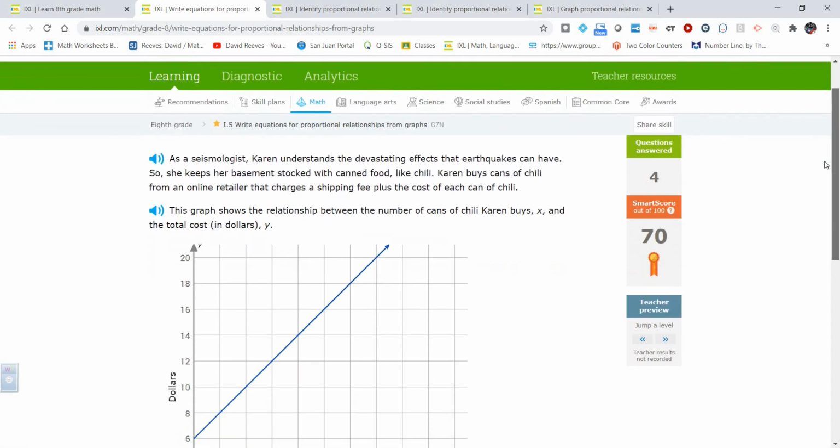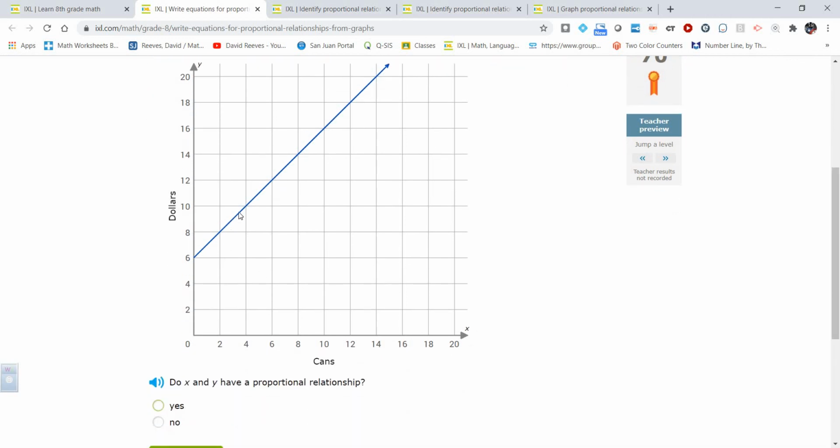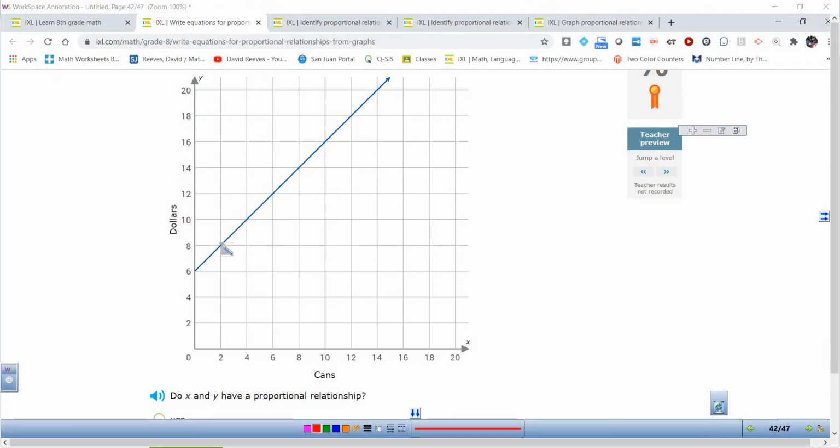All right. What about this one here? Oh my goodness, this line does not go through 0, 0. It does not go through 0, 0. That means if I pick points on this graph, for example, this one right here, 2, 8, right?